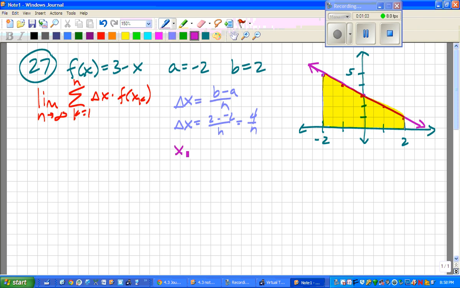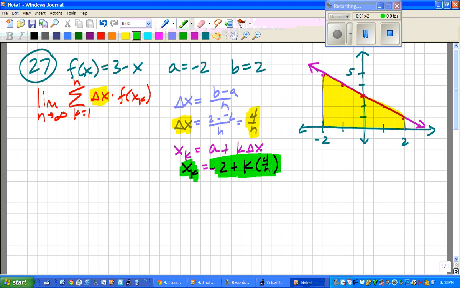x sub k, that one, remember, is going to be a plus k times delta x. So our a value is negative 2 plus k times delta x, that's 4 over n. So we have our two things that we need in order to plug them into our limit. So delta x is going to be 4 over n, and x sub k is negative 2 plus k times 4 over n.